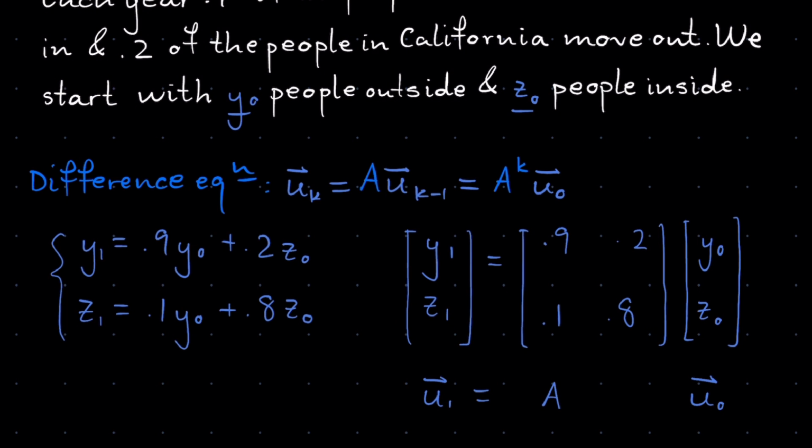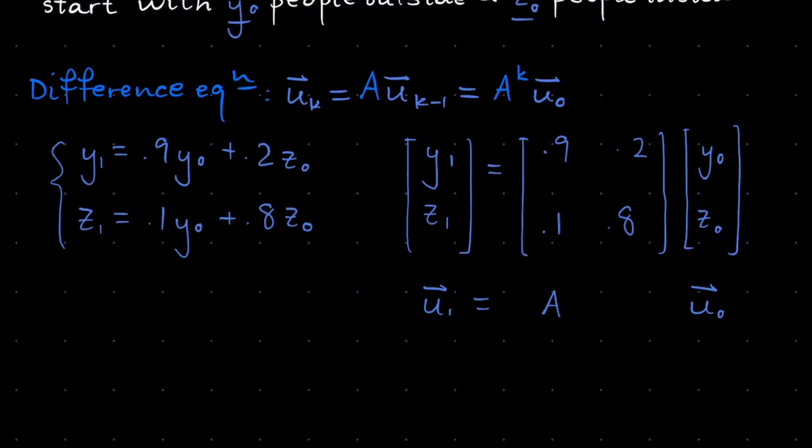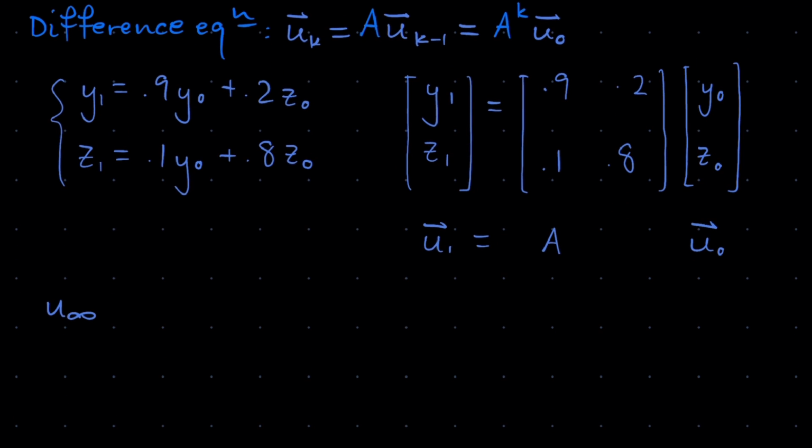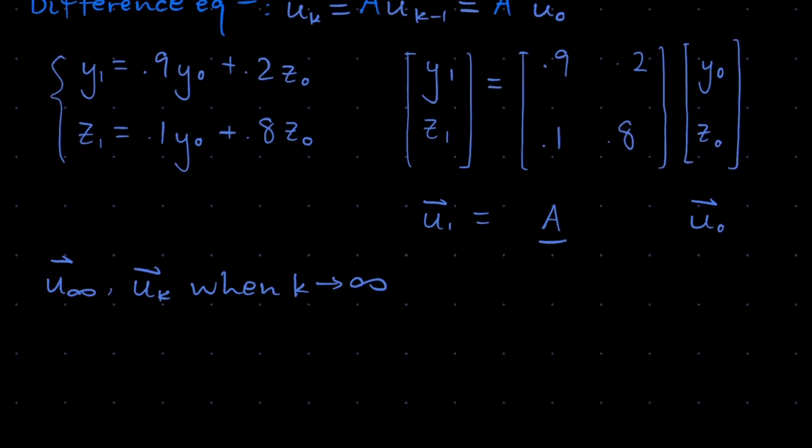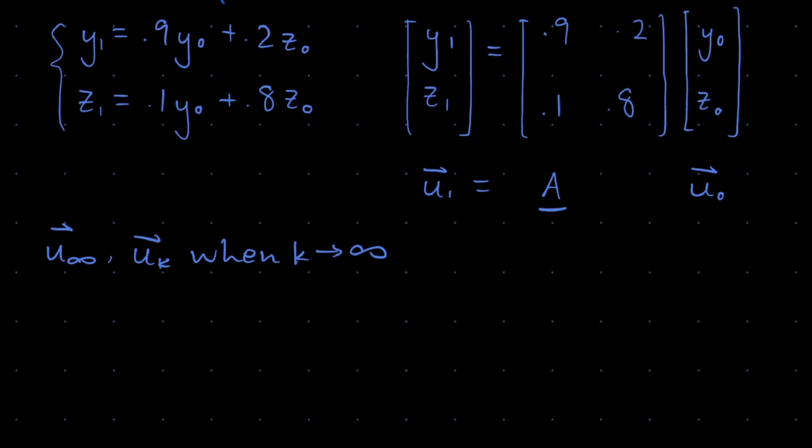And for this problem, our interest is to compute whether there is a converging population distribution in an infinite amount of time. So we want to see what u of infinity is, that is, what u of k is when k approaches infinity. Fantastic, so that is our goal. First of all, we're going to look at A. We're going to diagonalize A. How do we do that, though? To diagonalize A, we'll find the eigenvalues of A.